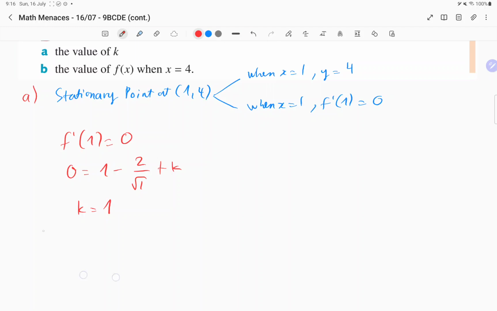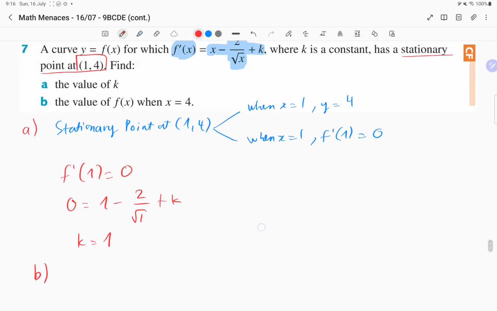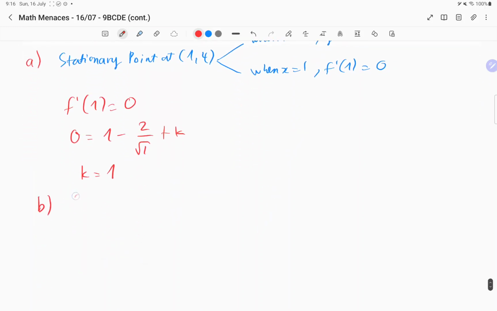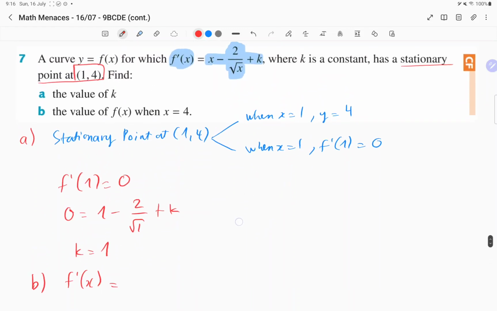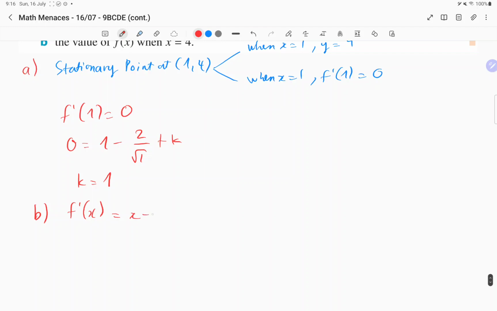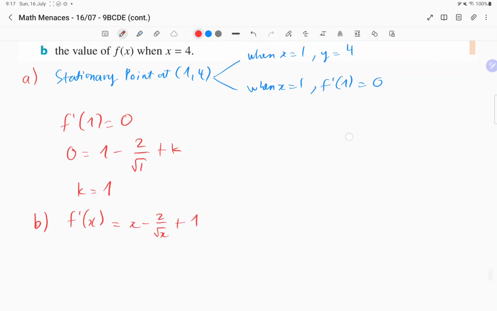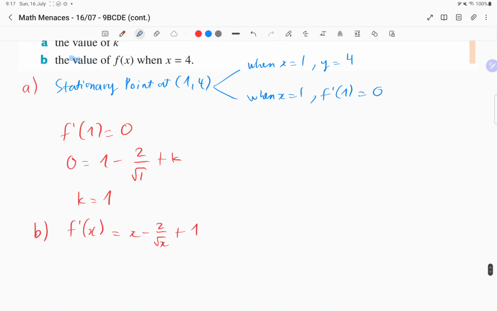Once you've got k, my recommendation is rewrite the equation with the k value in it, so you don't always have to refer back to the original equation. So x minus 2 over square root x and then plus 1. And then they asked to find the value of f(x) when x equals 4, which means we need to find f(x).